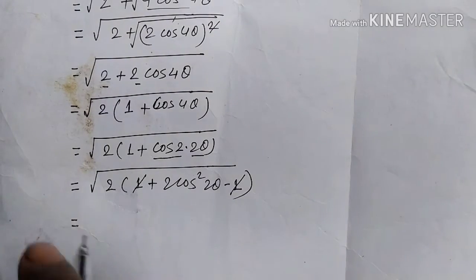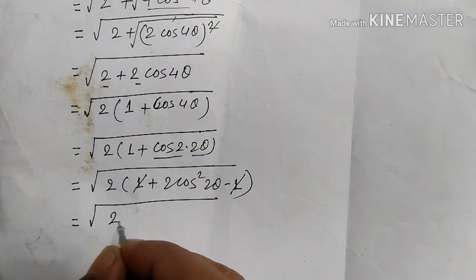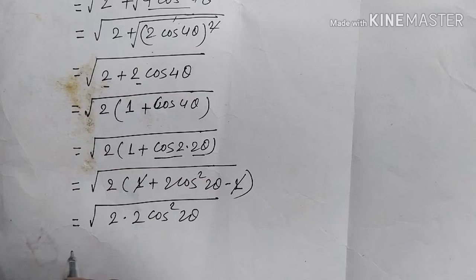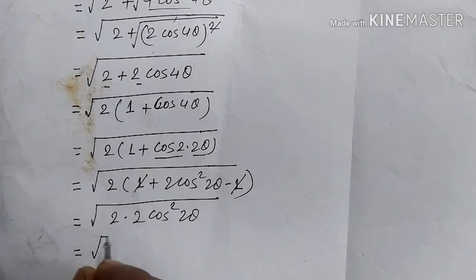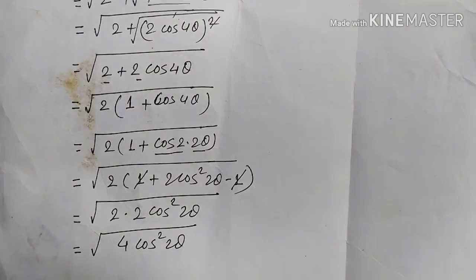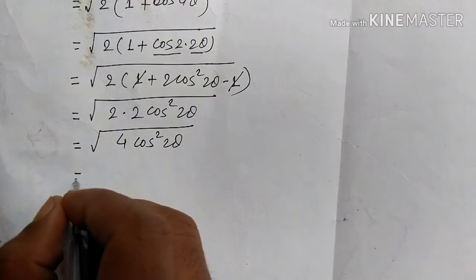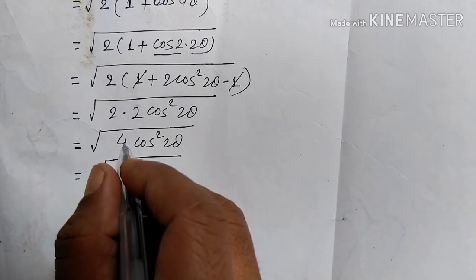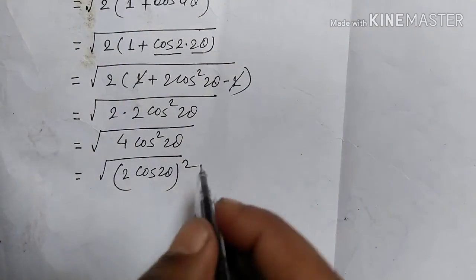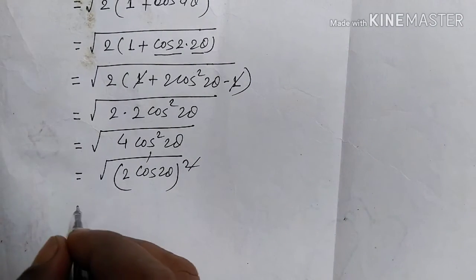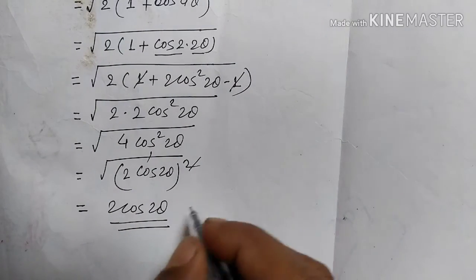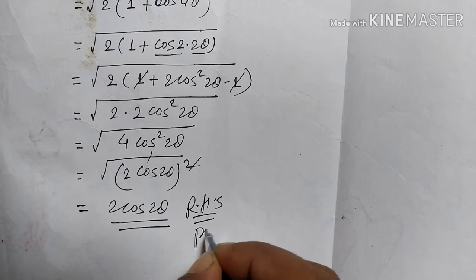Now the remainder portion is 2 · 2 cos² 2θ. So you can write √(2² cos² 2θ). Again, this is the square, whole square of 2 cos 2θ. This whole square will cancel out the root, so you will get 2 cos 2θ, which is our required answer. Hence the right hand side is proved.